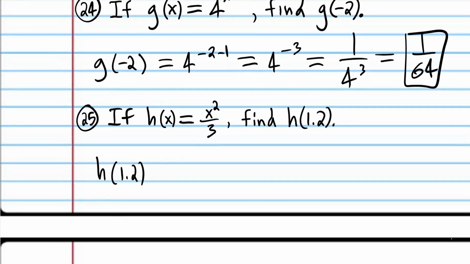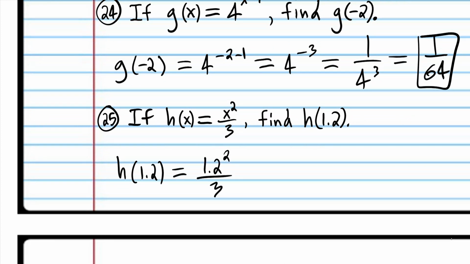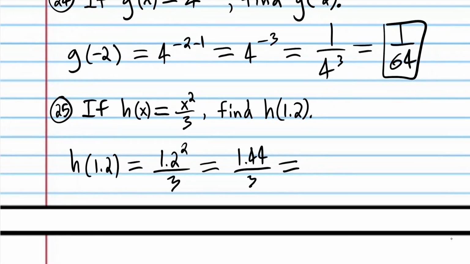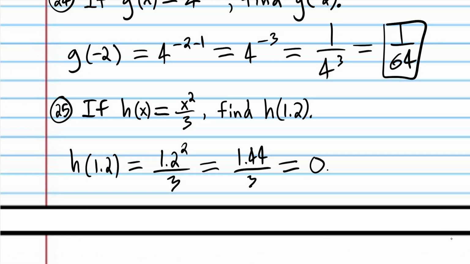So it says here, if h of x is x squared over 3, find h of 1.2. So we just plug in 1.2, or substitute x with 1.2, that is. And 1.2 squared is 1.44. Divide that by 3, and we get 0.48.